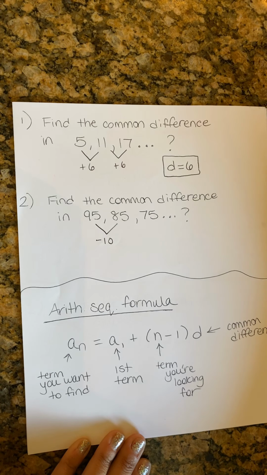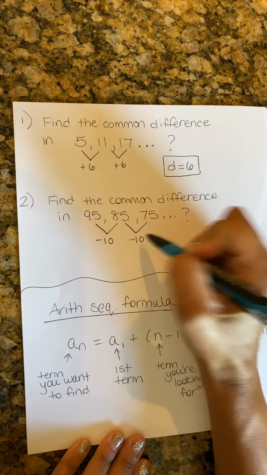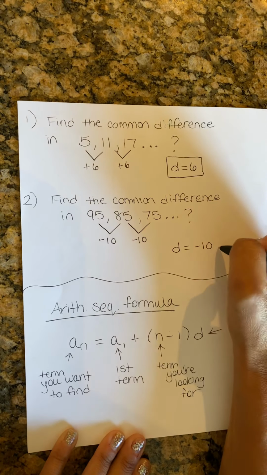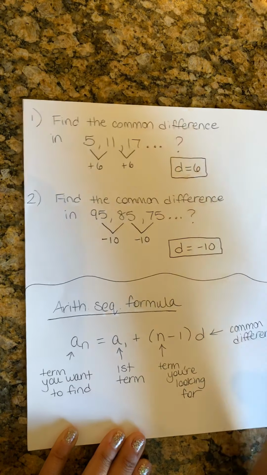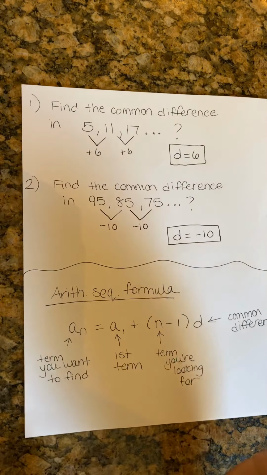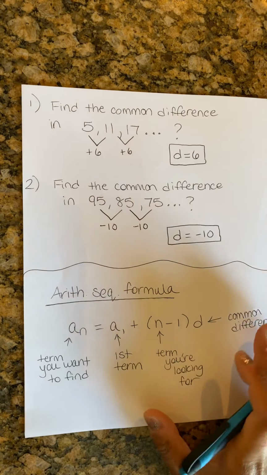Okay, let's check to make sure the next two are the same. How do I get from 85 to 75? I am subtracting 10 also, which just means my common difference is negative 10. You just have to remember you need to have the negative there. Okay, so that's the first part of arithmetic sequences. It's just figuring out what you're adding to get to the next number. Very easy.